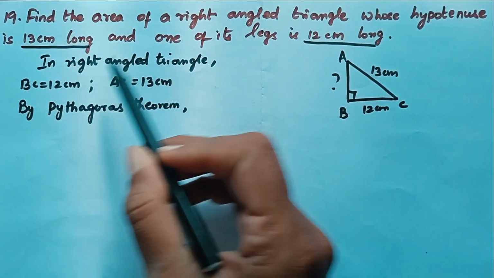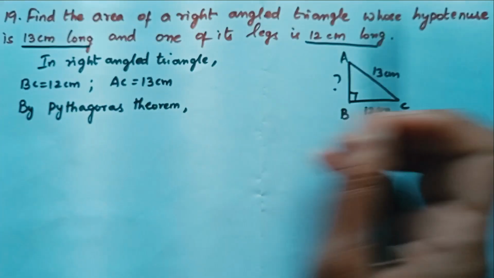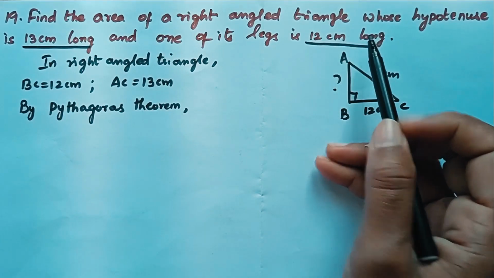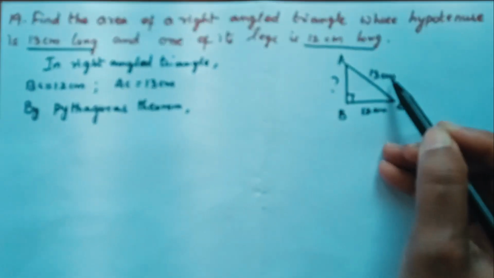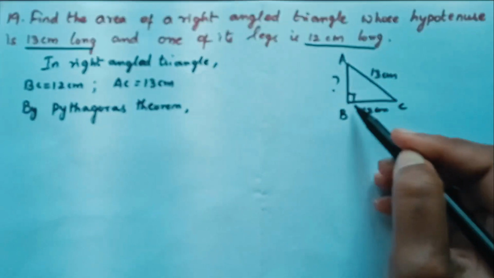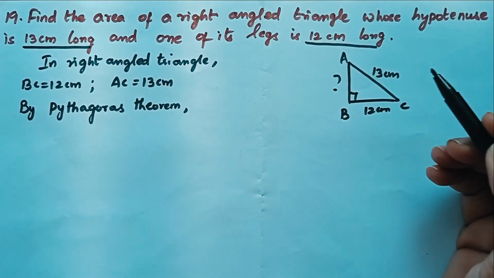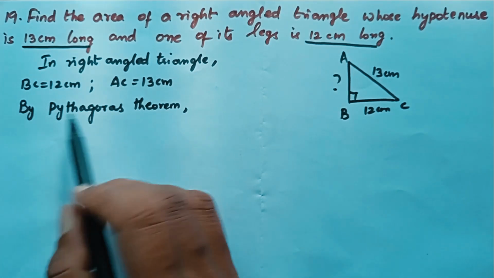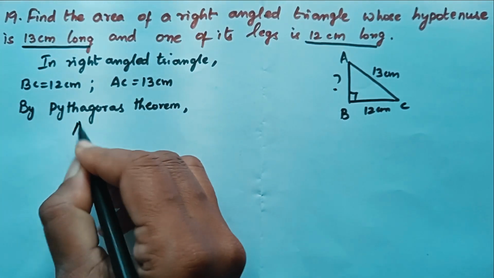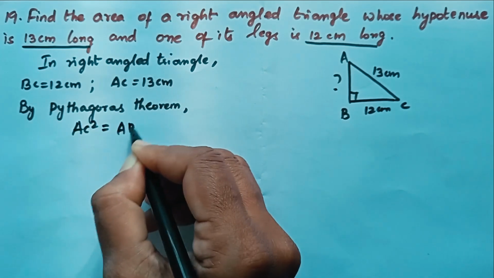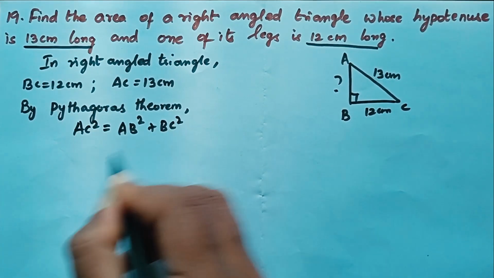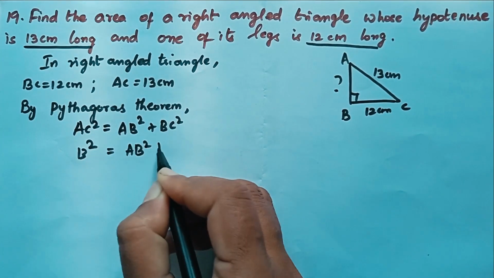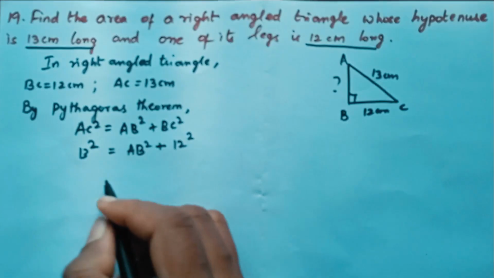Next question. Find the area of a right angle triangle whose hypotenuse is 13 centimeter long and one of its leg is 12 centimeter long. So here the hypotenuse is 13 centimeter and one side is 12 centimeter. We need to find the other side. To find the other side we can use Pythagoras theorem. By Pythagoras theorem, AC square is equal to AB square plus BC square. Substitute for AC square, which is 13 square, and AB we need to find. So write AB square plus BC square is 12 square.